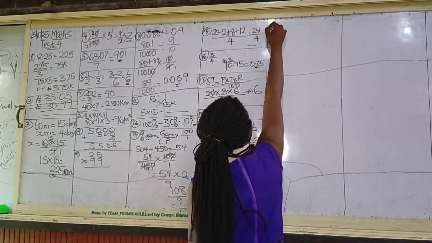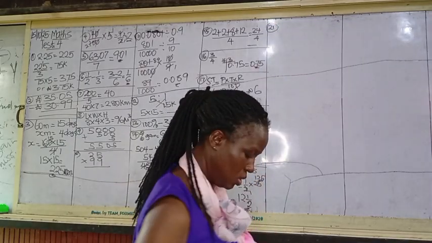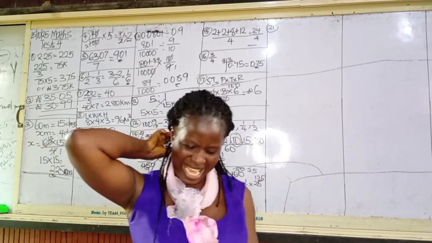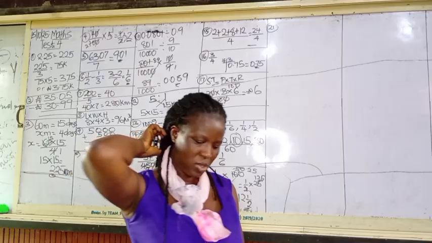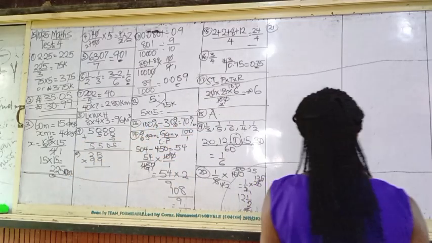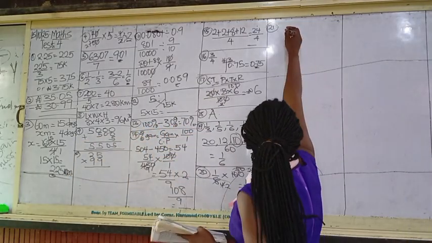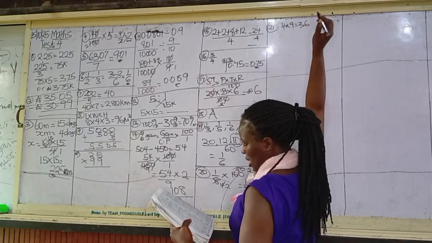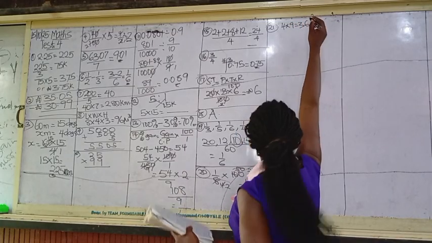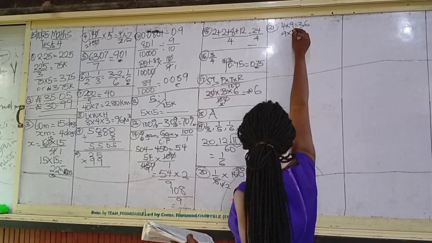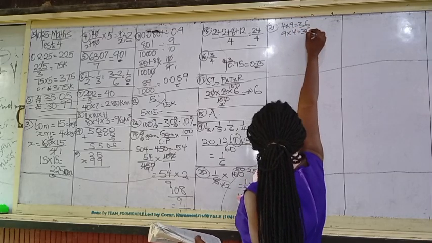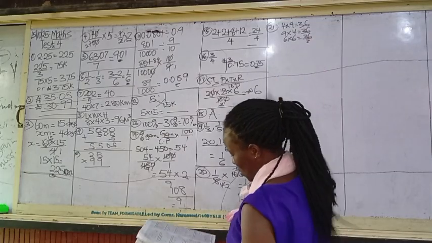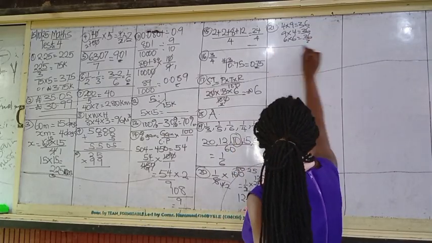So number 21 question. 21 question is, what is the smallest number that can be divided exactly by 4, 6, and 9? 4 times 9, that is equal to 36. 9 times 4 is still 36. And we can use 6 times 6, which is equal to 36. So our answer there is 36.